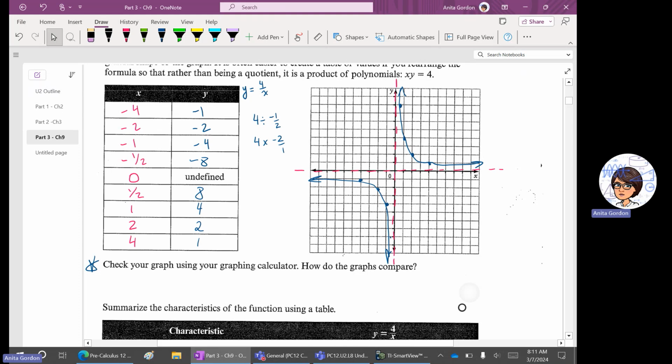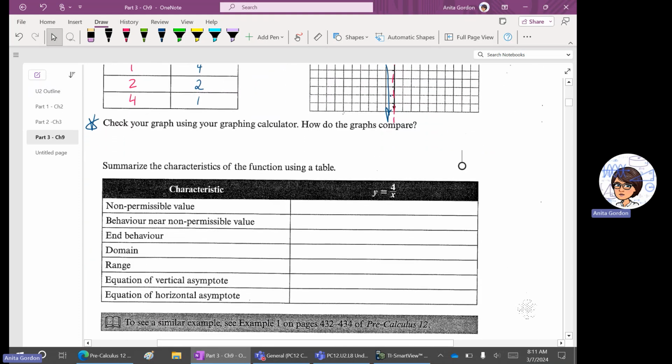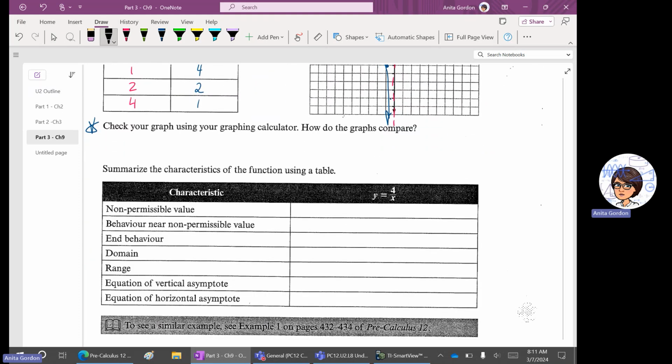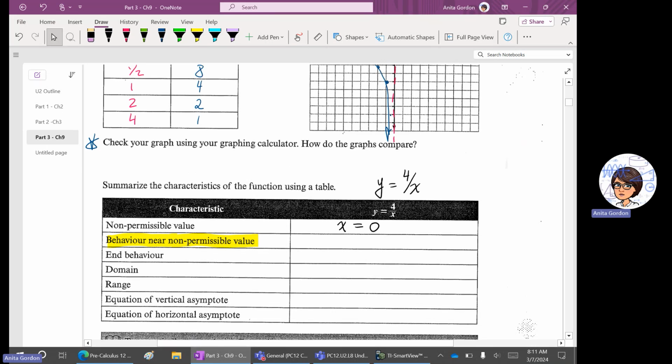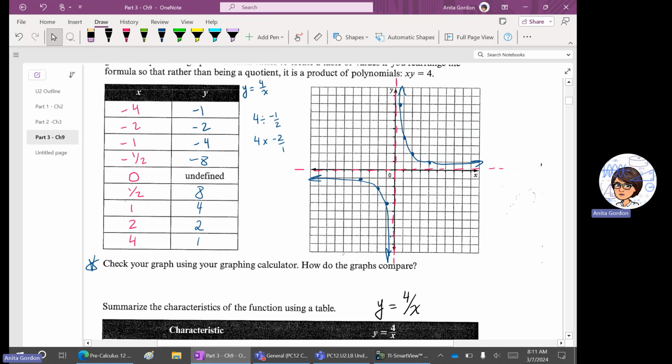Summarize the characteristics of this graph in this table. What is my non-permissible value for y equals 4 over x? We said our non-permissible value is x equals 0. What is the behavior near the non-permissible value? So at x equals 0, what's going on in the graph near this point?